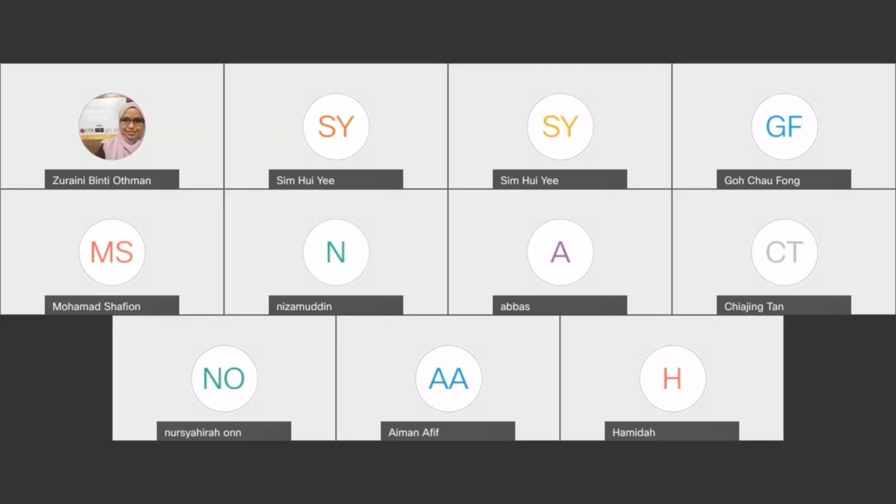Hopefully everyone is in good condition and healthy, insyaAllah. Hopefully we get some useful information tonight. Amin. Okay, so now we begin with our slide.